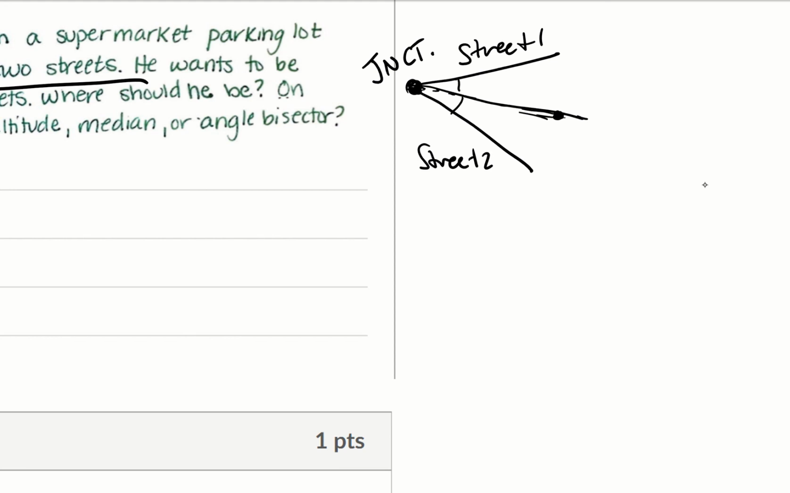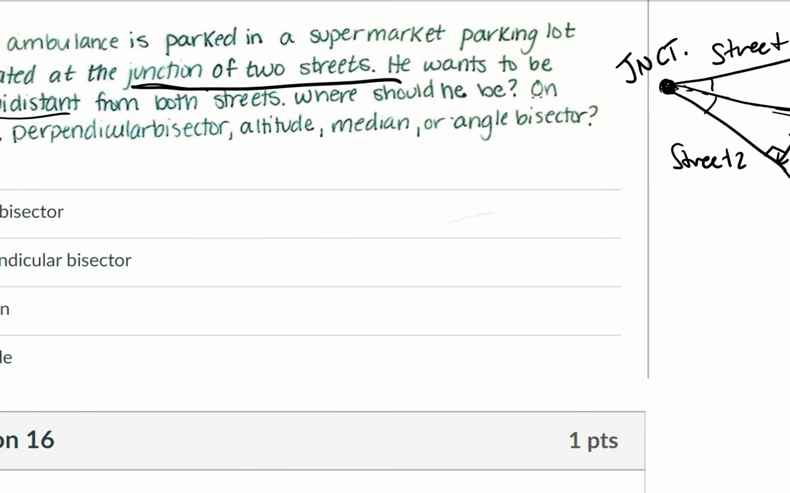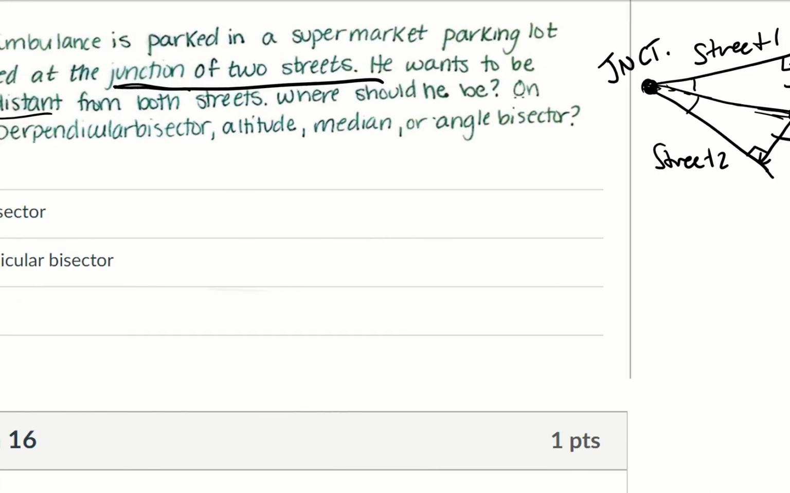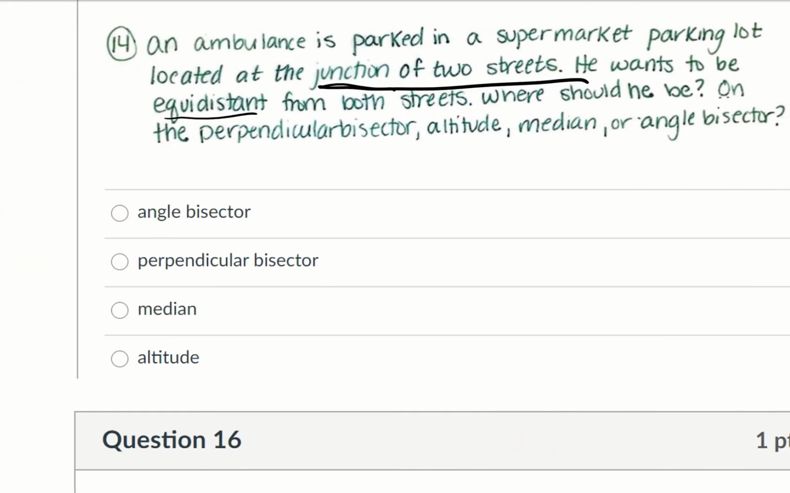And therefore, by the angle bisector theorem, the distance from both streets is going to be the same. Okay? So that is the angle bisector theorem. And so if you understand that idea, then you know that he has to be located on the angle bisector for him to be the same distance from both streets. So the answer here is the angle bisector.